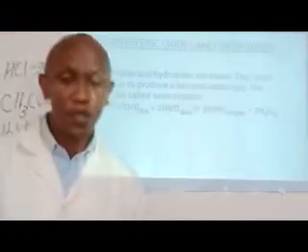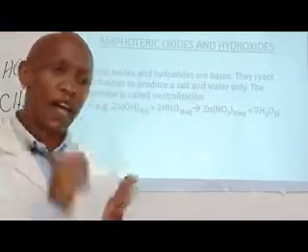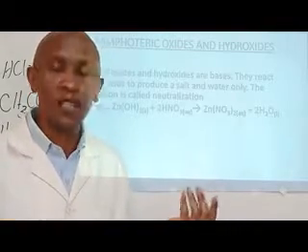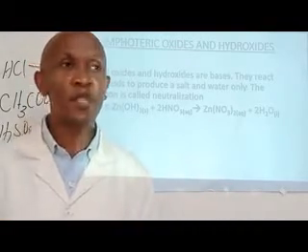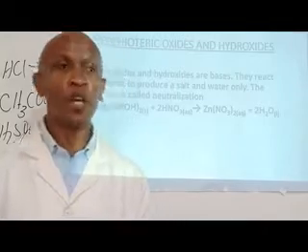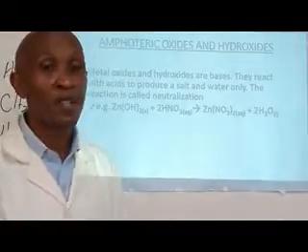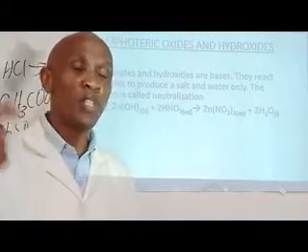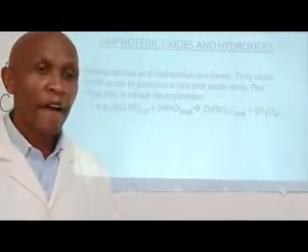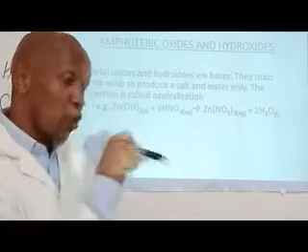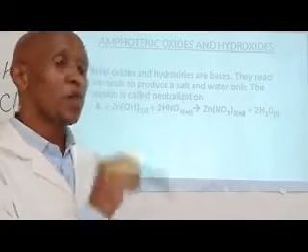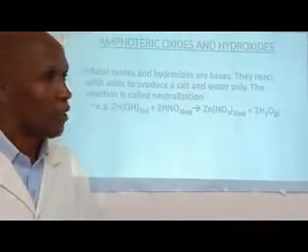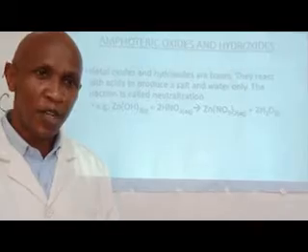Now, having talked about acids and bases, I hope we can now define an acid. What's an acid? A substance that dissolves in water to produce hydrogen ions as the only positive ions. What is a base? A soluble base is a substance that dissolves in water to produce hydroxide ions as the only negative ions. Now, we have also talked about a strong acid and a strong base.